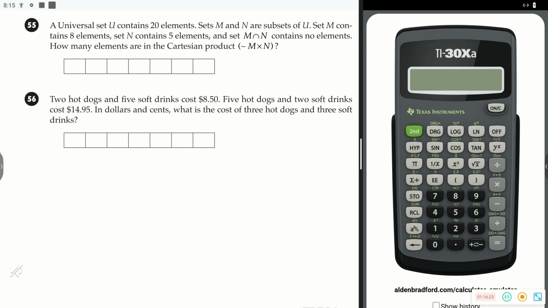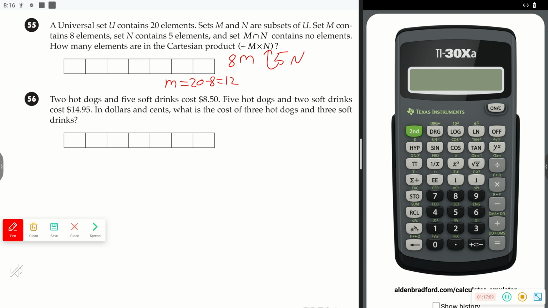So if we read here, it says set M contains 8 elements. So 8 in M, and N contains 5, so 5 in N. So we know N is going to be 5, right? And we have to figure out how many are not in M. Not in M equals 20 minus 8, which equals 12.